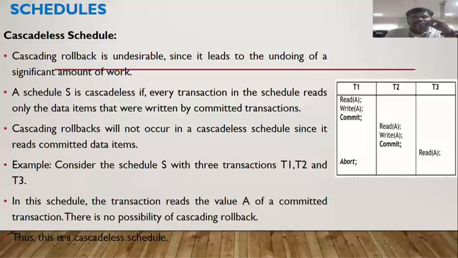You can see here T1 is committed, so it is okay. T2 is committed. T3 only reads A. After that it aborts. So we need not go for a rollback because T1 and T2 are already committed. This is called a cascadeless schedule.